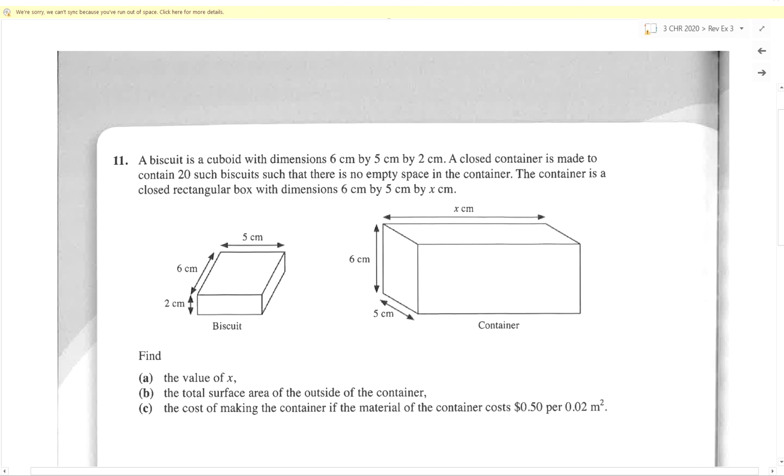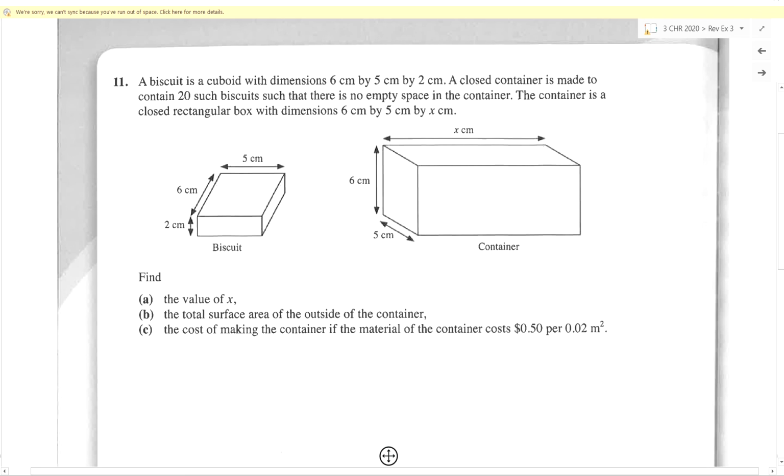Okay, so that was kind of like a warm-up question for you. Now we have biscuits. It is a cuboid. Cuboids look like this, all 90 degrees at the corners. The dimensions just mean the length. We've got 6 cm, 5 cm, 2 cm. Then we have a container to contain 20 of such biscuits, such that there is no empty space. I'm going to put 20 pieces inside. And this box over here has dimensions of 6 and 5, and x. Of course, they're going to ask you to find x. What do you think x is going to be?